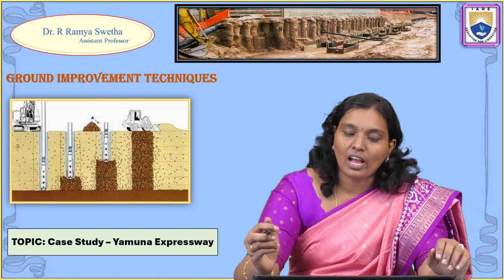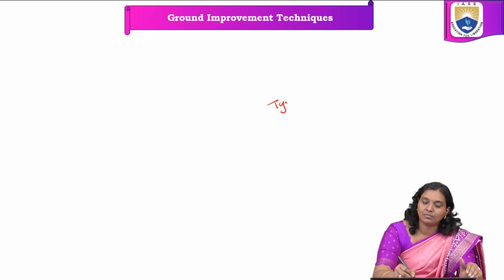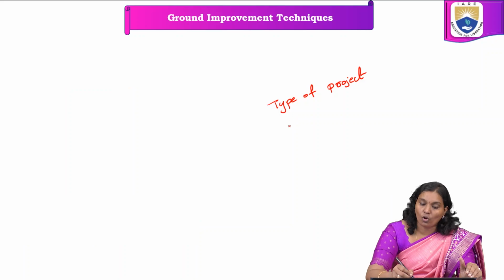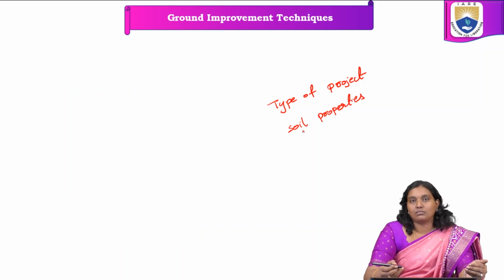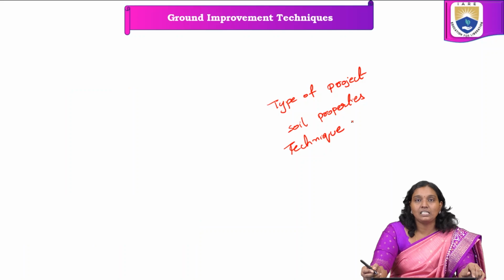As a civil engineer, we have to understand any type of case study: what type of project it is, and what kind of soil properties are there in that particular locality, and which ground improvement technique gives better results for construction of that particular project.